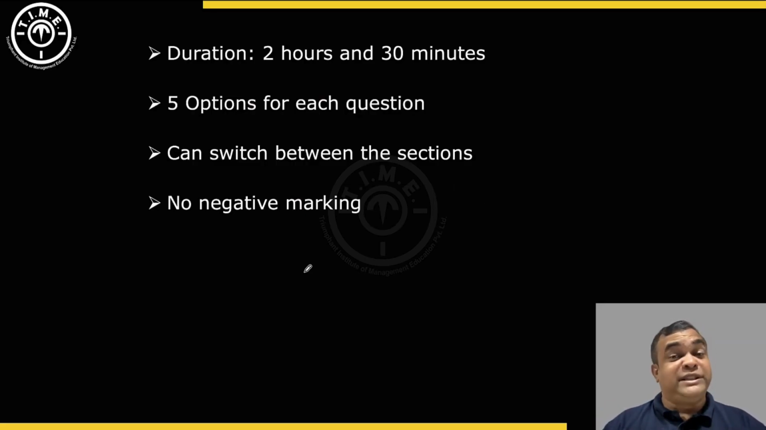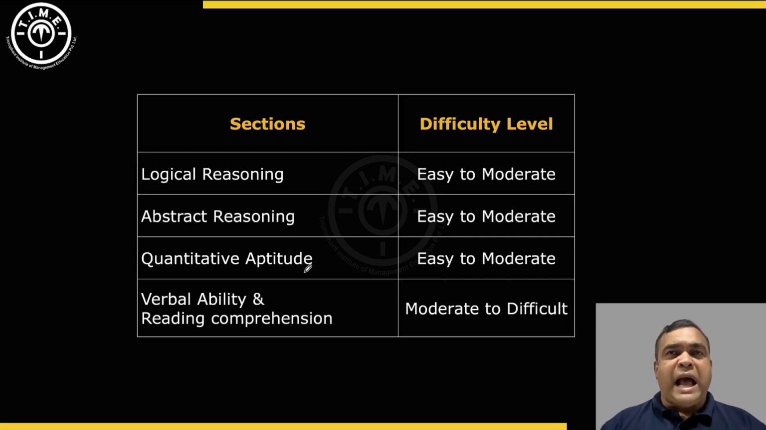Fine. Now let's go to the analysis of individual sections. As far as the difficulty level is concerned, logical reasoning I'll categorize as easy to moderate. Abstract reasoning was easy to moderate. Quantitative ability will be easy to moderate. VARC I will classify as moderate to difficult because the vocab part or the grammar part was tricky. I'll not say difficult, but the vocab part was slightly difficult. That's what students have reported.